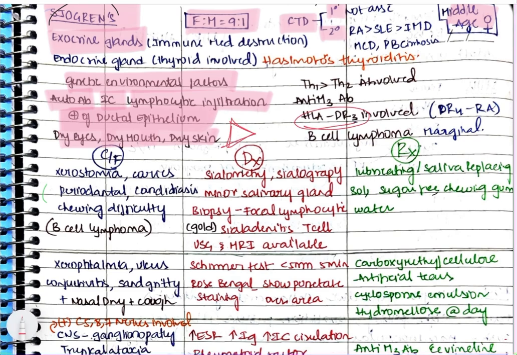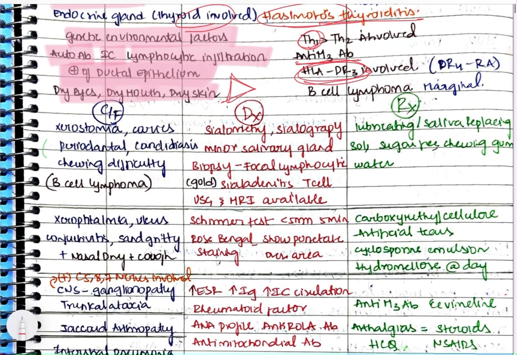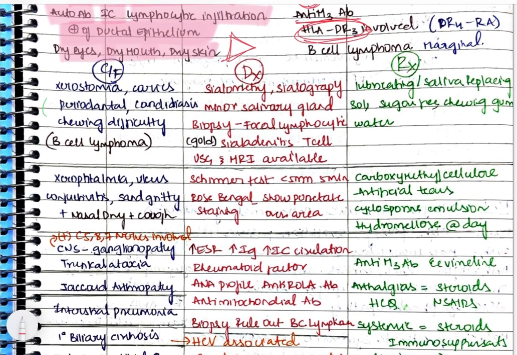It is associated with HLA-DR3 and anti-M3 antibody, and TH1 is more active, and the only endocrine gland involved is the thyroid gland, in Hashimoto thyroiditis, right? So this is the gist of the pathogenesis.